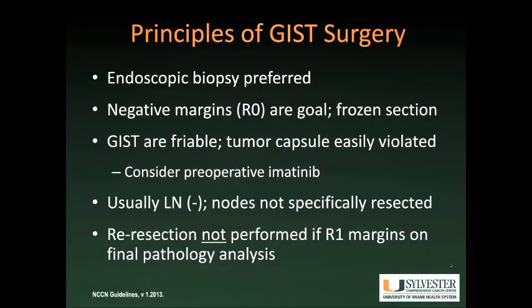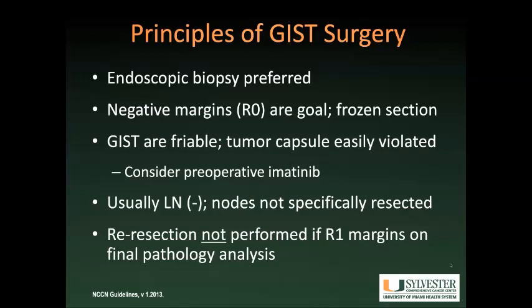And so what about surgery in GIST patients? I'm not a surgeon, but these are some of the principles that my surgical colleagues here at Sylvester really follow. We really prefer endoscopic biopsy for a primary tumor, because a percutaneous biopsy through the skin into the tumor could rupture it, it could cause hemorrhage, it could spill tumor cells into the abdomen. So whenever it's possible, we do the biopsy through a scope so that the biopsy does not spread tumor cells within the abdomen or in other sites.